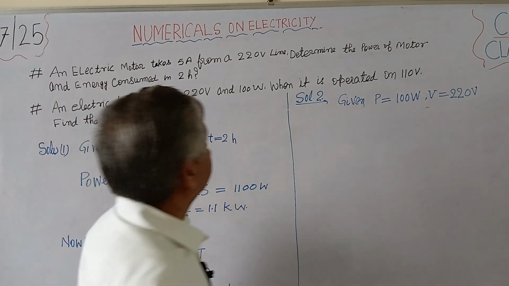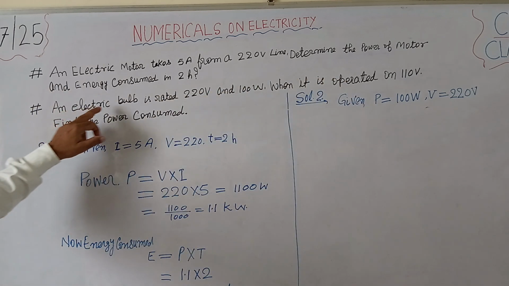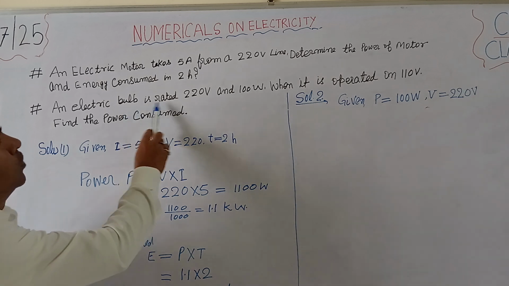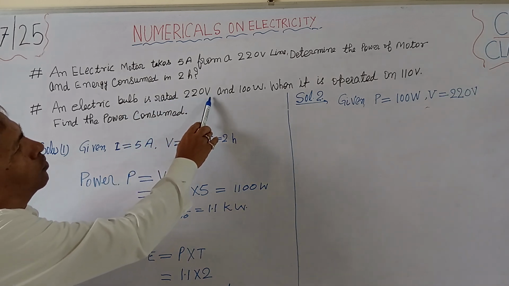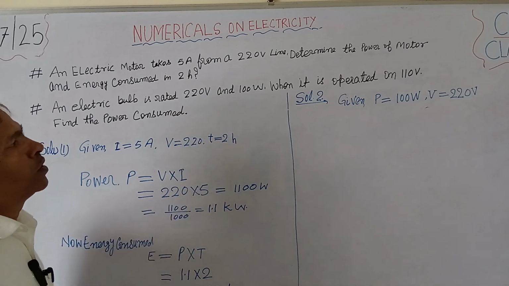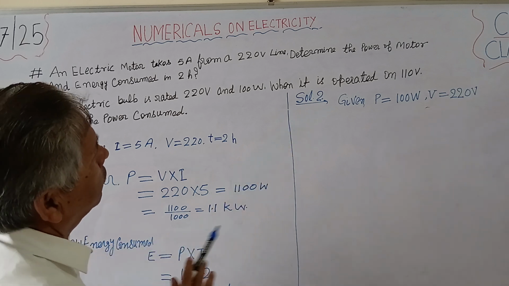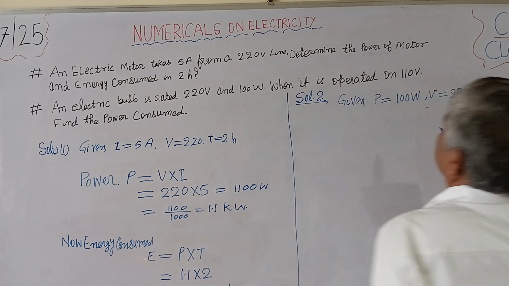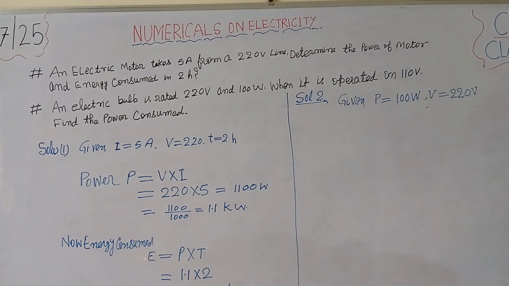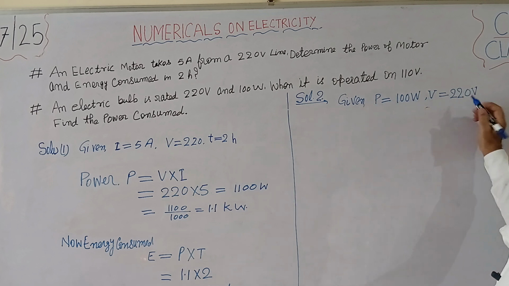Now I will solve question number 2, that is, an electric bulb is rated at 220 volt and 100 watt. So the bulb rating is 100 watt and 220 volt. When it is operated on 110 volt, find the power consumed. So here we are saying that the voltage is being reduced. Now we have been given in this question that the power is 100 watt when voltage is 220 volt.